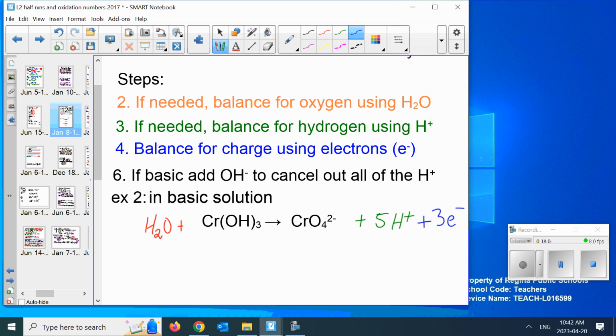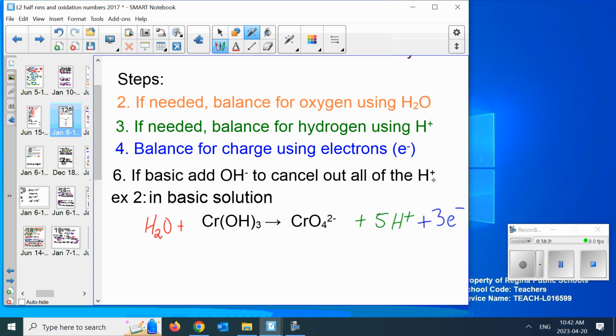We balance this half reaction as if it was acidic. This is basic. So if basic, add a hydroxide to cancel out any of the H pluses. Now this is balanced at the moment. So if I add a hydroxide to one side, it's already balanced. We've got to add it to the other.